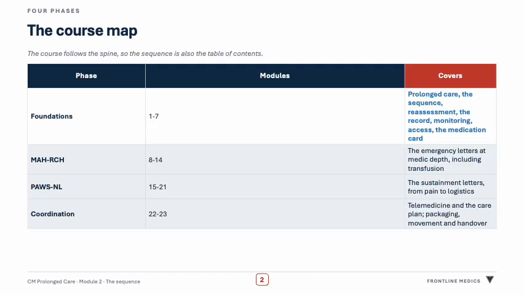This course is divided into 4 phases. Foundations, modules 1 to 7. The emergency letters at medic depth, 8 to 14, including transfusion. The sustainment letters, 15 to 21. Coordination, 22 and 23. Telemedicine, then packaging and movement. The course follows the spine, so the sequence is also the table of contents.